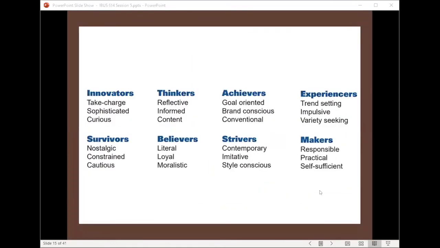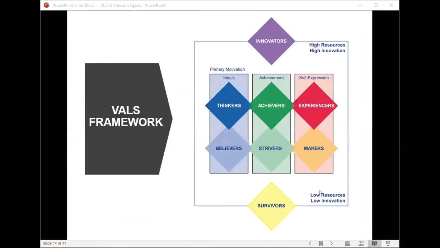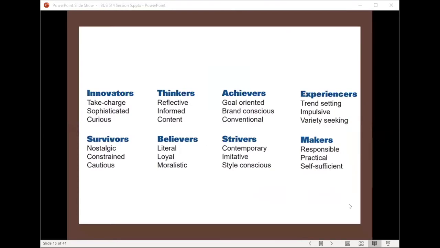And then finally, we have the survivors who are motivated by achievement, but have low resources and low innovation to back it. So even as they are motivated by achievement, their primary aim is to survive. And that means that based on Maslow's hierarchy of needs, they'll be concerned more with safety and security than sophistication and luxury and showing out, right?